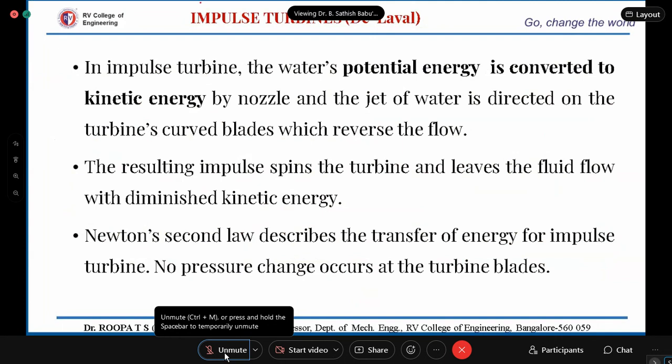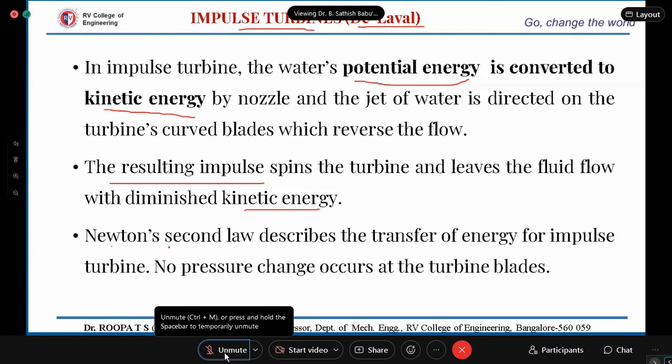As I already mentioned, impulse turbines are also called Dee-level turbines. Here, potential energy gets converted to kinetic energy by the nozzle, and a jet of water is directed onto the turbine's blades, which will reverse the flow. This resulting impulse will spin the turbine and leave the fluid flow with diminished kinetic energy. So after striking the blades, the kinetic energy drops because it gets utilized to run the blades.